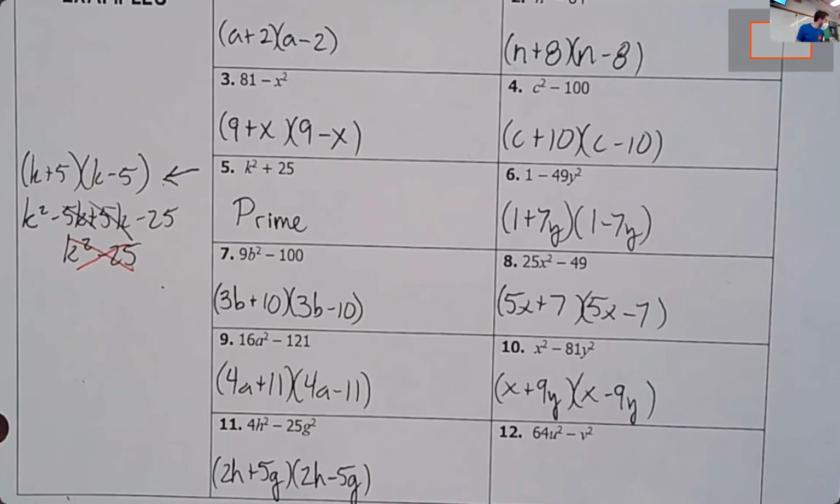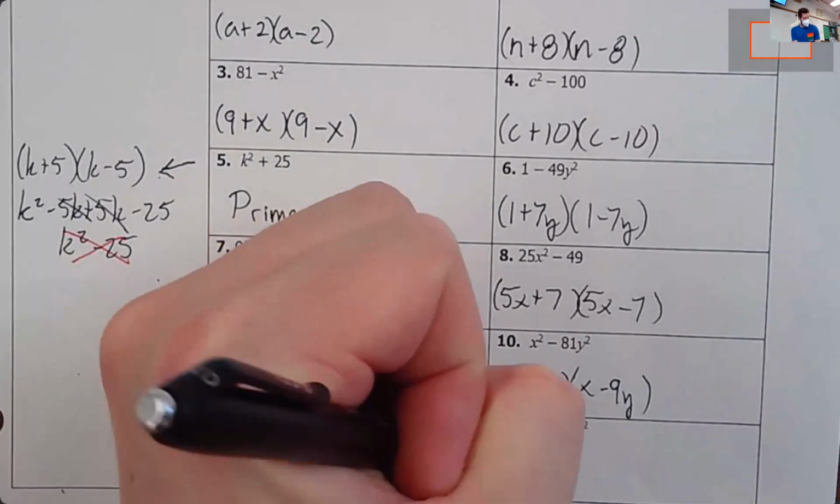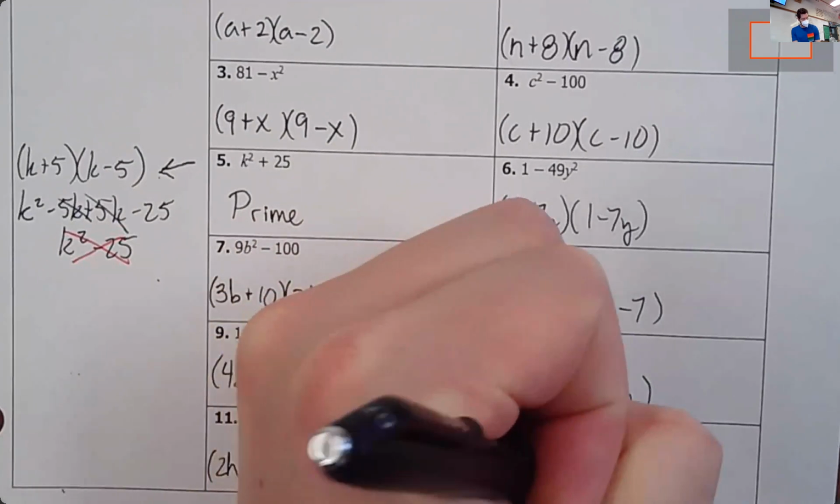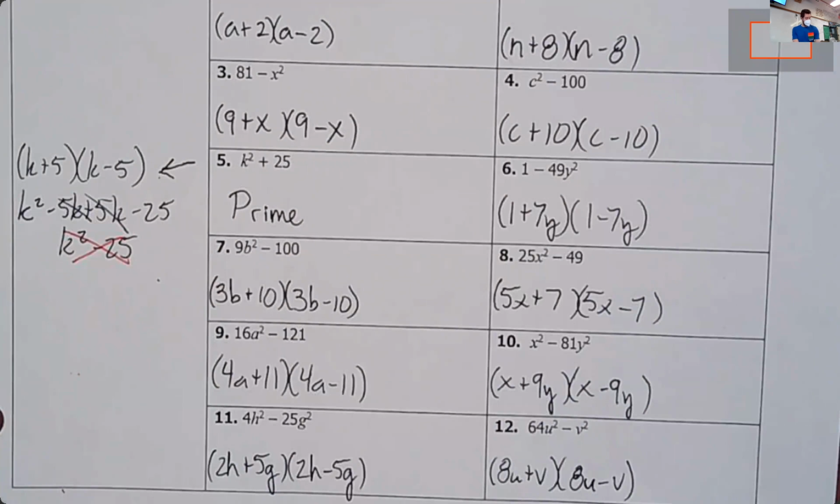All right, last one from the first page here. Let's see, Justin's not here today. Elena, number 12. 8u plus v and 8u minus v. Good. So 8u plus v, 8u minus v. Great. So that's it for the first page. All right, let's have a look at page 2 then.